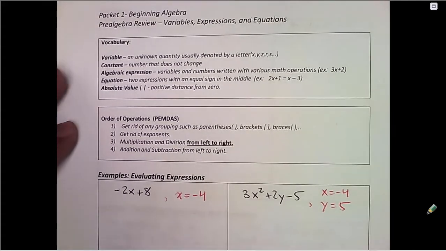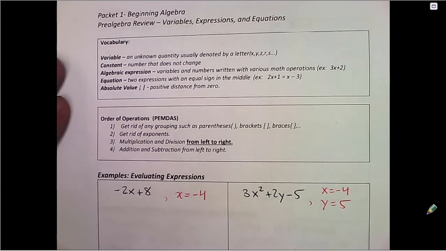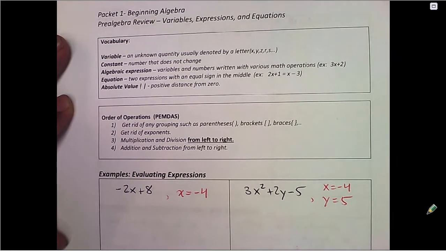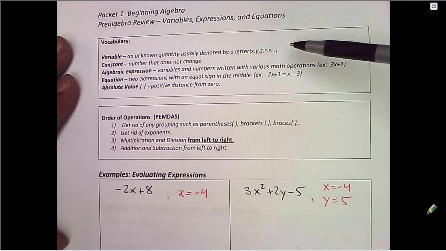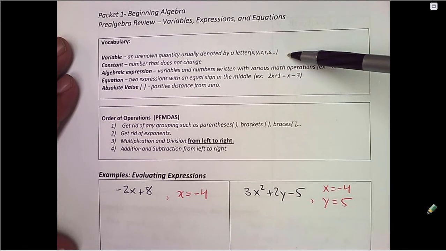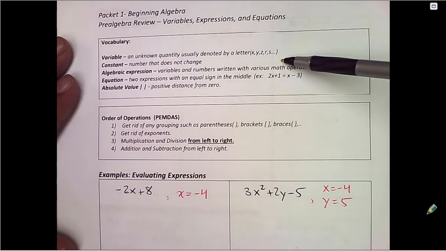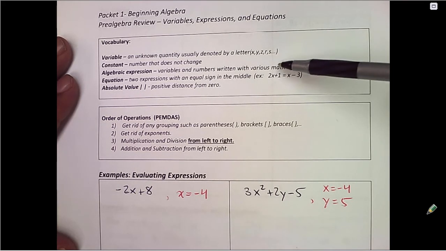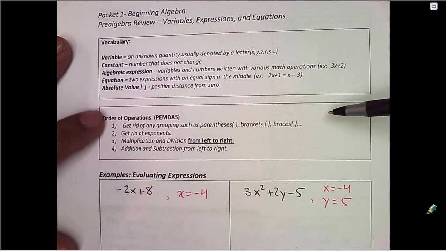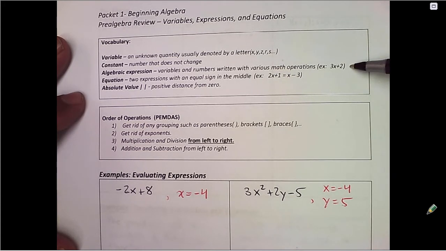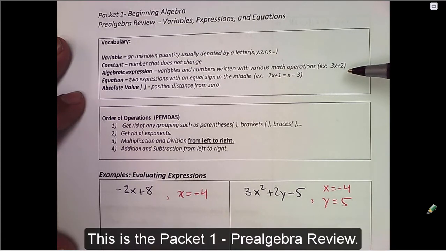Okay, today we'll look at Packet 1 Beginning Algebra, which is just some pre-algebra review. Notice we got some vocabulary here, some basic vocabulary that I'm sure a lot of you know. Knowing what a variable is, an unknown quantity, usually described by a letter, constant, a number that doesn't change, algebraic expression, basically just numbers, letters, and math operations. Something like this. How you read this is 3 times some number x plus 2.